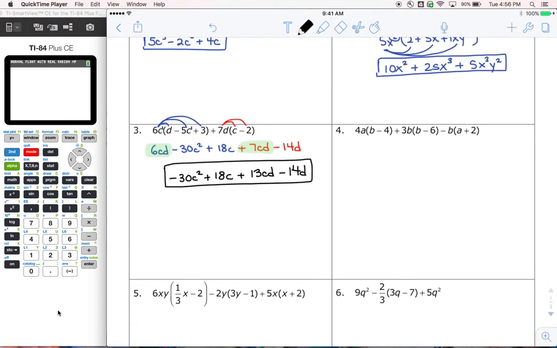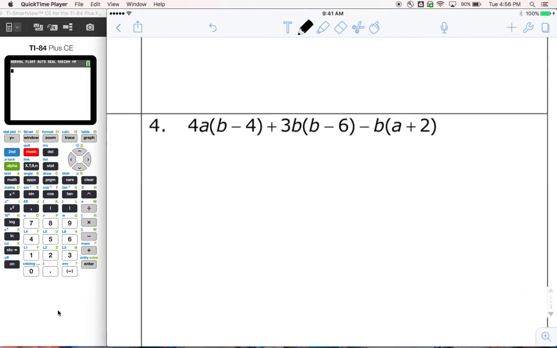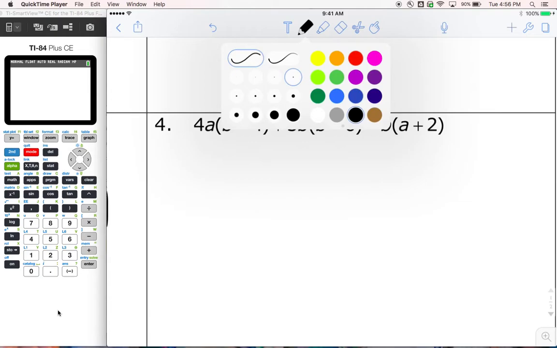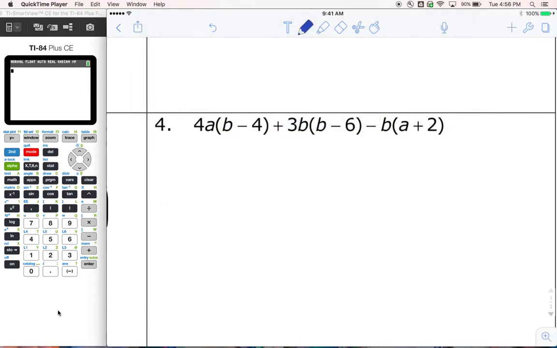All right, let's take a look at problem number 4. Here we go. Let's start with the first term. We have 4a times b. We don't have any common bases, so it just stays 4ab. 4a times negative 4 is going to be negative 16. And then we have to include an a, right? That's coming from this term. This didn't have any, so it just stays a.